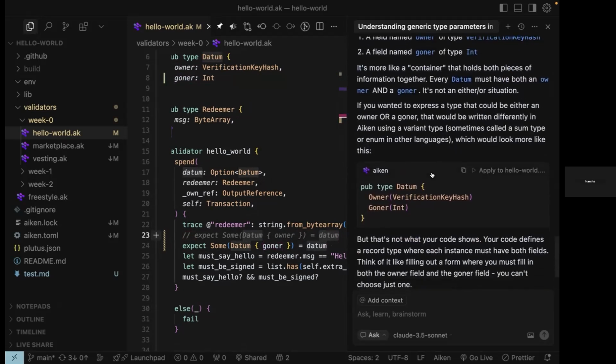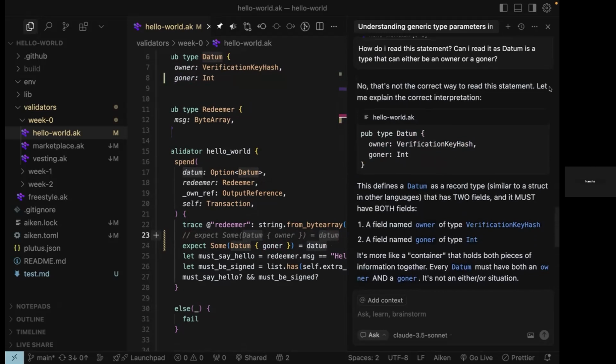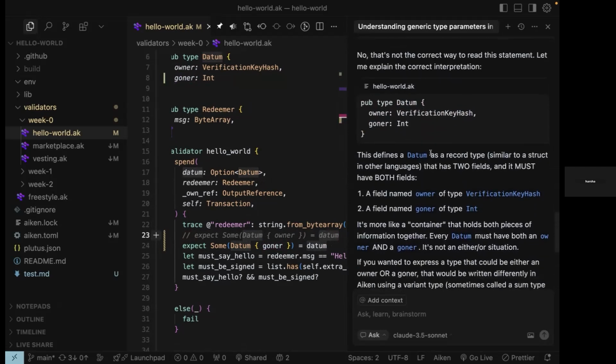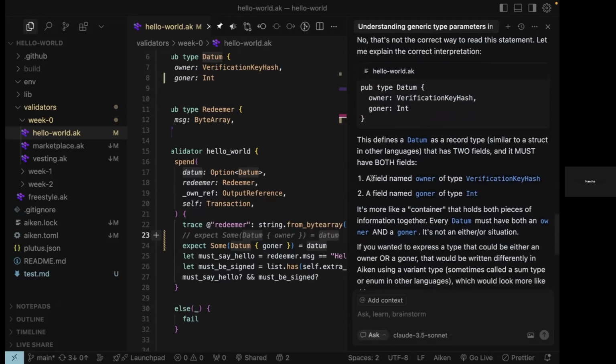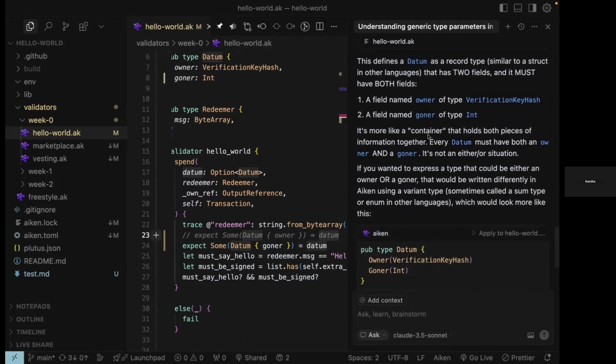It is literally saying, no, that's not the correct way to read the statement. Let me explain the correct interpretation. This defines a datum as a record type, similar to a struct in other languages, that has two fields, and it must have both fields. A field named owner of the type verification hash and a field named goner of the type integer. It's more like a container that holds both pieces of information together. Every datum must have both an owner and a goner. It's not an either-or situation.